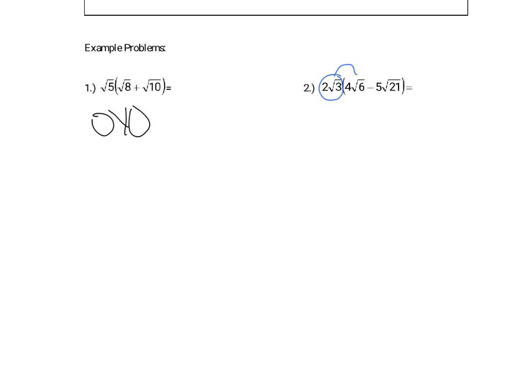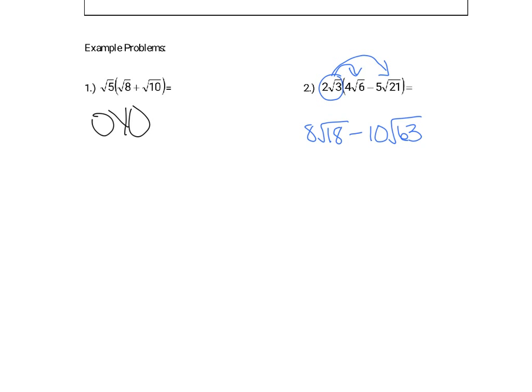2 square root of 3 being multiplied to 4 square root of 6. The numbers on the outside first. 2 times 4, 8. Square root, 3 times 6, 18. Moving on now. Got to distribute one more time. 2 times that negative 5, negative 10. This is going to be a big number. 3 times 21, 63. All right, so far so good. Now, this is a subtraction problem.